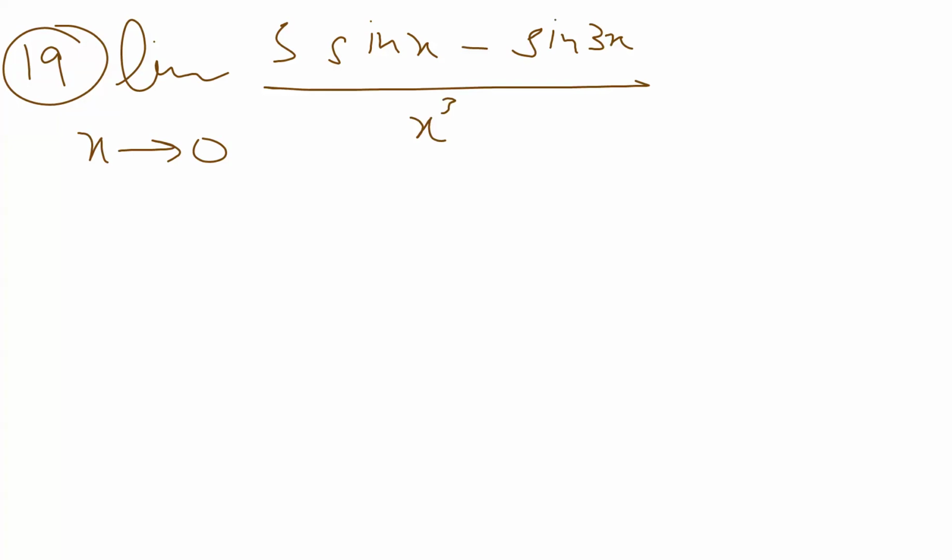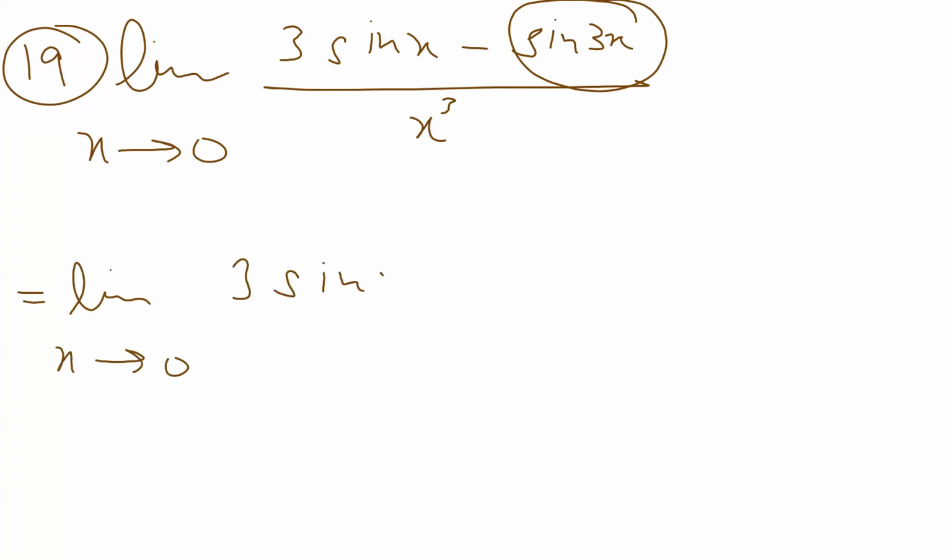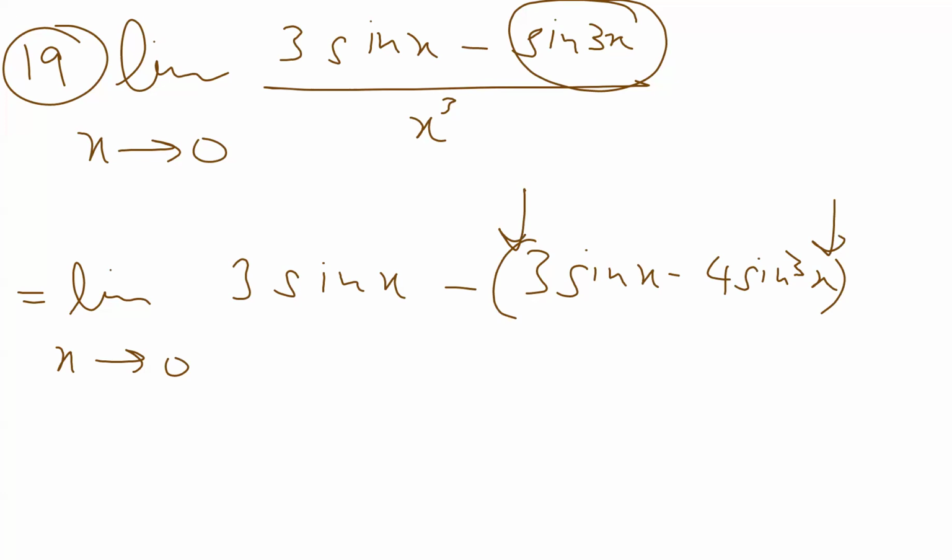Limit x approaches 0, (3 sin x minus sin 3x) upon x cube. Sin 3x. Anyone, what is the formula for sin 3x? 3 sin x minus 4 sin cube x. Correct. I think Agrima, you said the right answer. But then this bracket is very important, because of the minus sign in between.